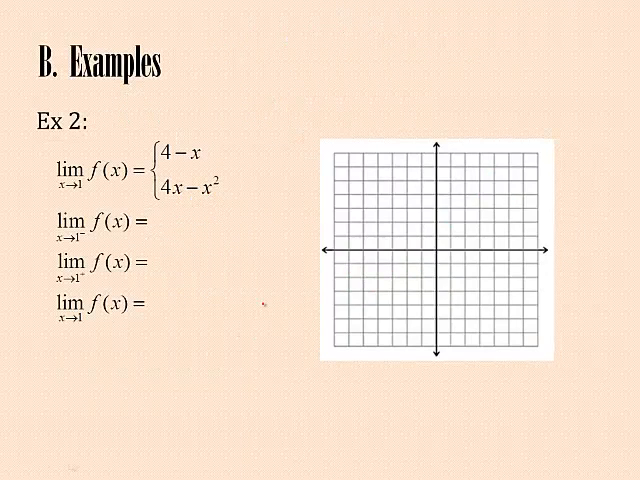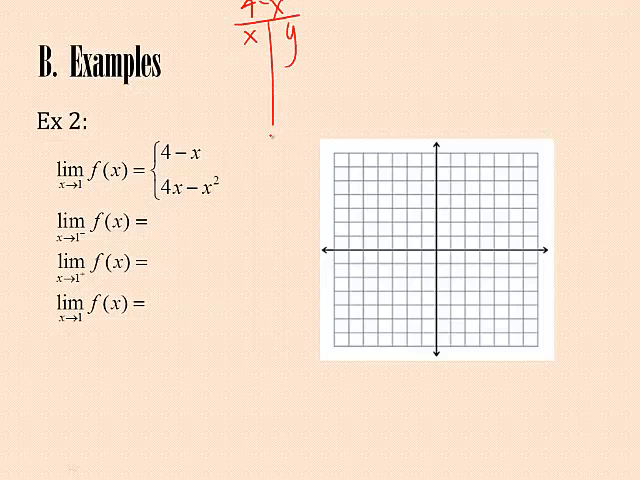Let's try another one. We're looking at 1 from the left, from the right, and overall. We've got two equations here to plug in. So let's just do 4 minus x really quick. These are values. We need to go around 1, so let's do -1, 0, 1, and 2. Plug that in. -1 gives me a 5. Then 4, 4 minus 1 is 3, and 2.